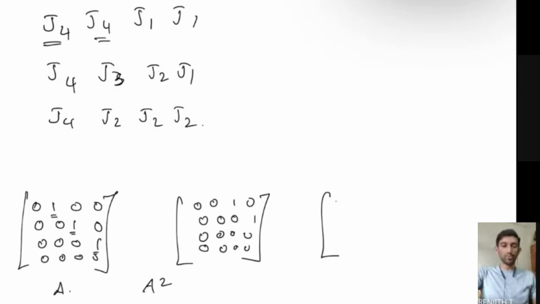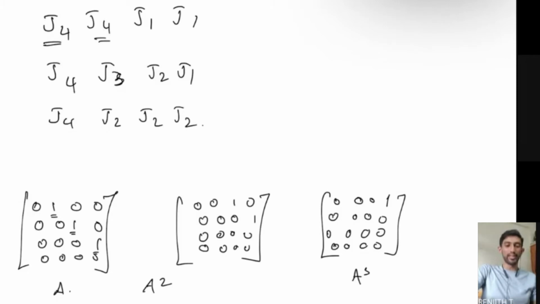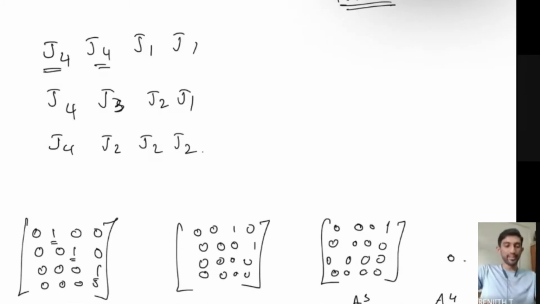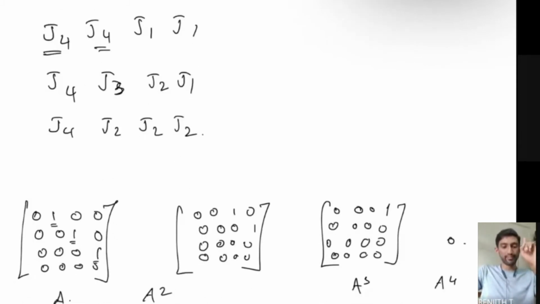And what will be A cube? 0, 0, 0, 1, and zeros elsewhere. This will be A cube, and A raised to 4 will be 0. So this is how it works. Here if you are squaring, the J4 part has rank 3, and after squaring its rank will be 2. Plus this J4 will also give 2, and J1, if you square it, will go to 0.